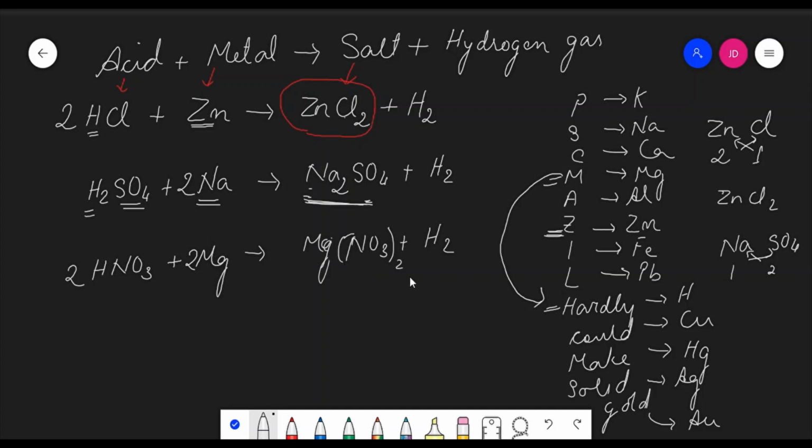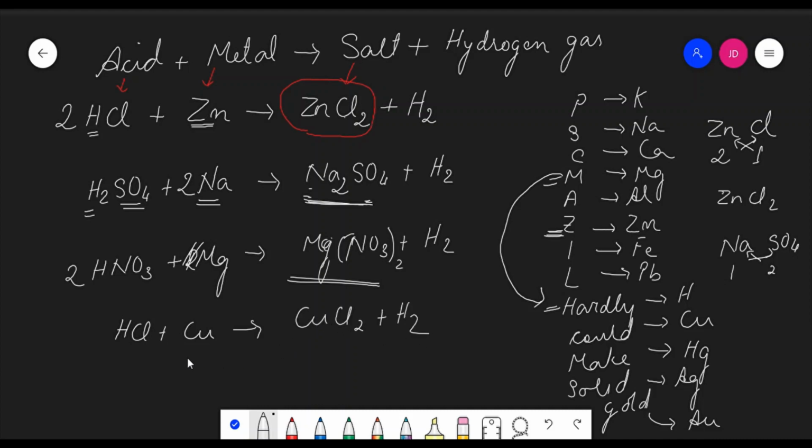Mg(NO3)2. So 2NO3, 2H, okay, balanced. This 2 is not needed. So here, this is what we call the salt again. Let us try one more. Let's take HCl plus copper. So we are supposed to get CuCl2 plus H2.